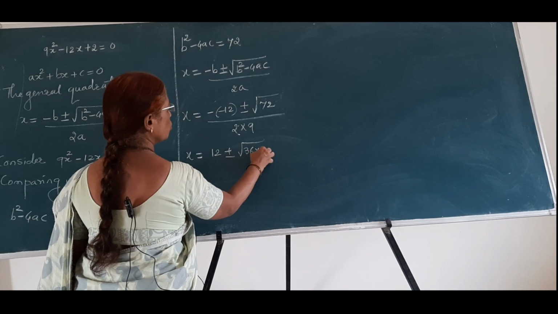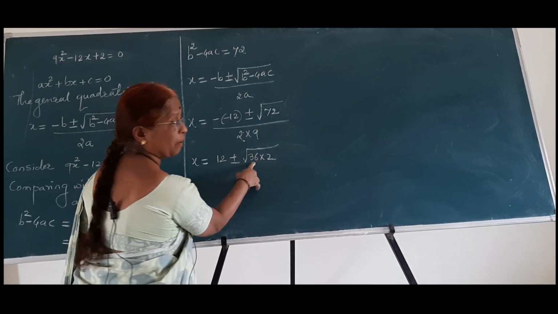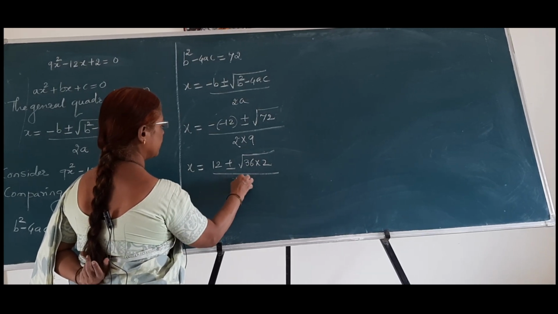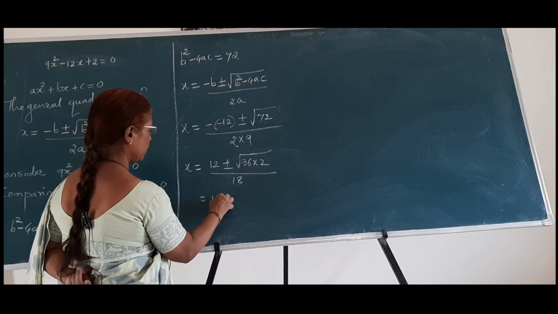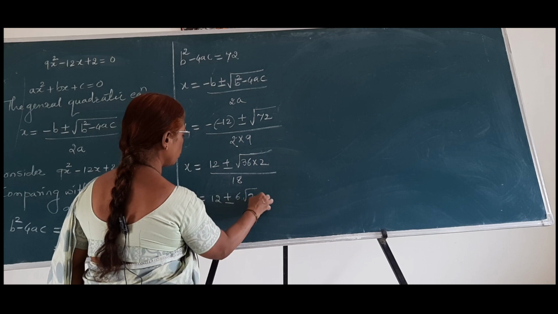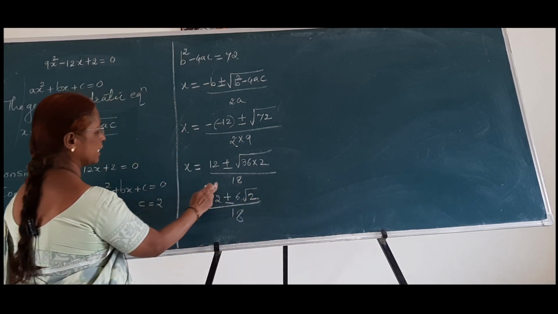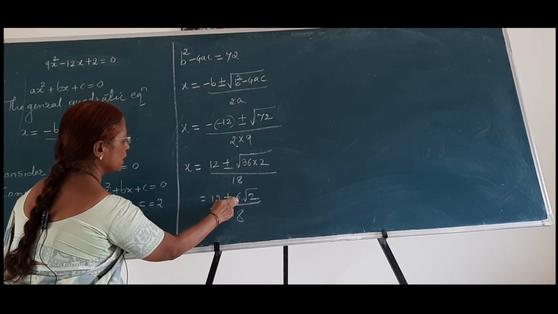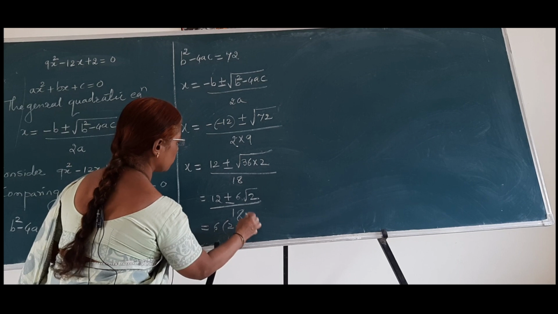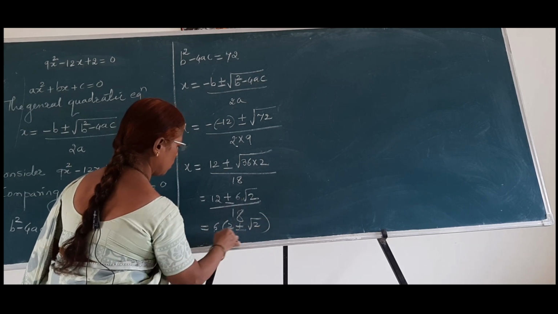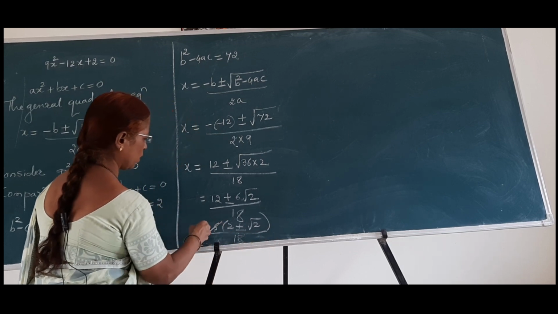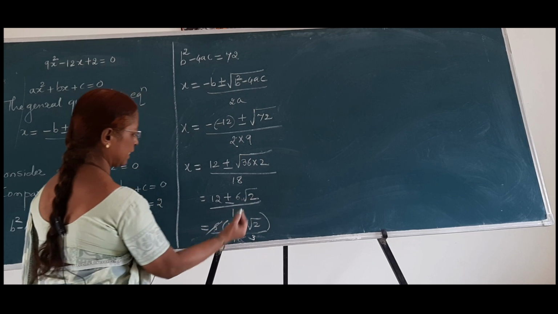and split 72 as 36 twos are 72, because one of the numbers should be a perfect square. And here 9 twos are 18. Now simplify it. The square root of 36 will be 6 here, so 6 root 2 upon 18. I think 6 is common. From the 6 and 12 we are going to take 6 as common. So 6 twos are 12, plus or minus root 2, upon 18. So reduce the quantity: 6 ones are 6 and 6 threes are 18.